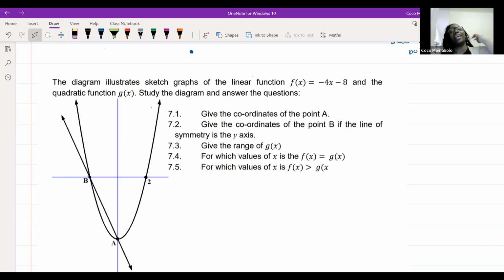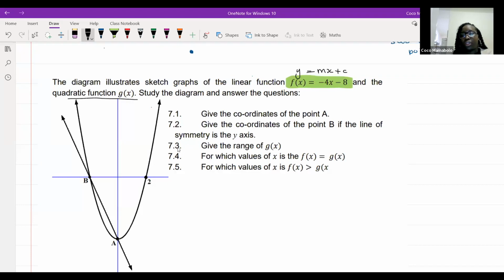All right. Excellent, guys. So let's look at the information they've given. Let's look at the information they've given us over here. They say that the diagram illustrates sketch graphs of the linear function f of x is equal to negative 4x minus 8. We know this is y is equal to mx plus c, guys. We've seen this millions of times. And the quadratic function g of x. Now, they haven't given us a quadratic function at all. Study the diagram and answer the questions that follow.